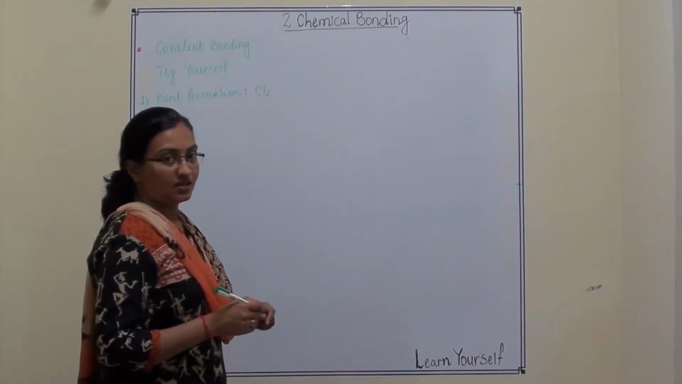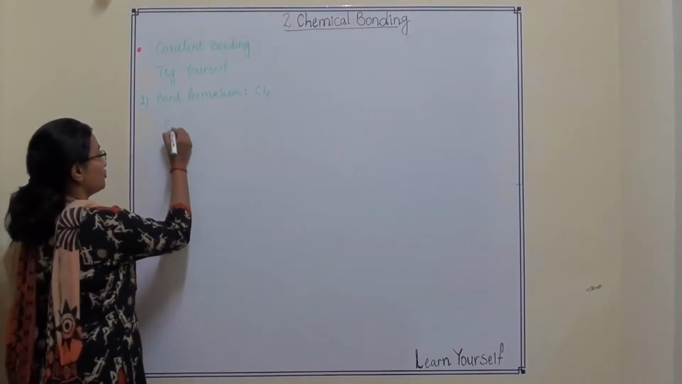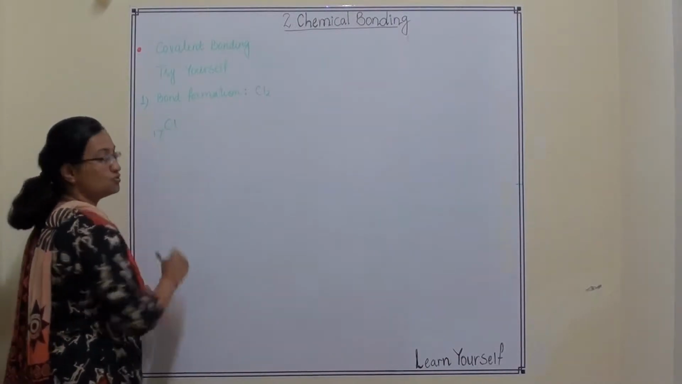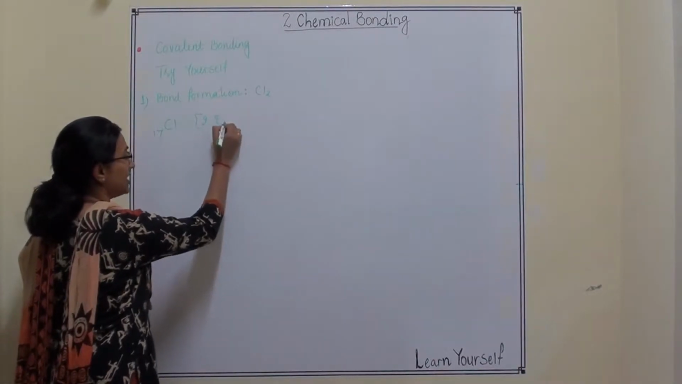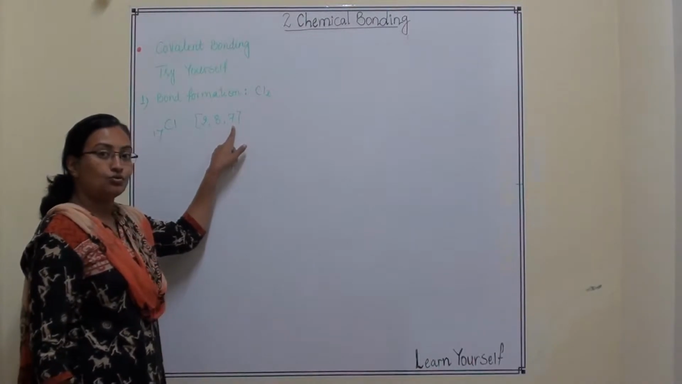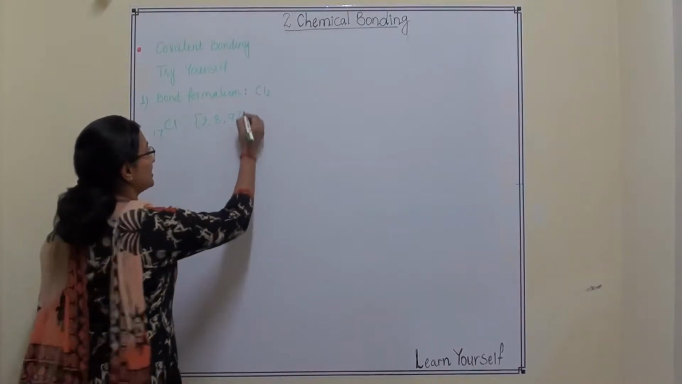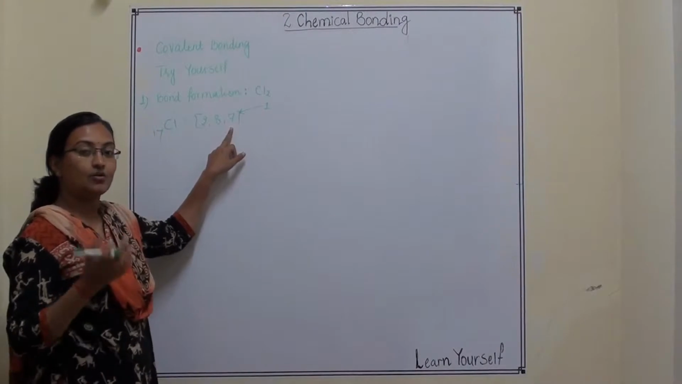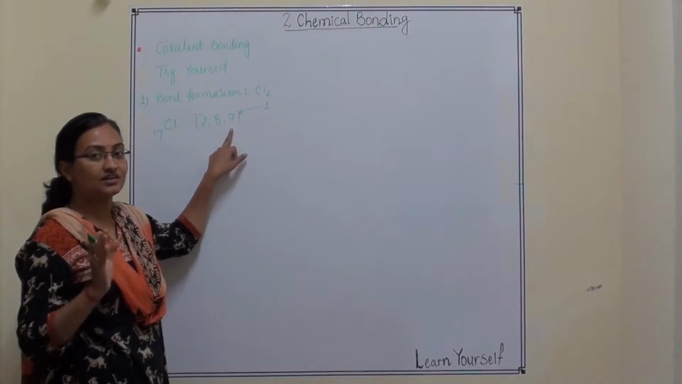Let us see the answers. First, bond formation Cl2. So chlorine, what is the atomic number? 17. So what will be the electronic configuration for chlorine? 2, 8, 7. So now, how many electrons does chlorine require to be stable? 1 electron in its valence shell. After gaining 1 electron, it will acquire the nearest noble gas argon's electronic configuration and it will become stable.